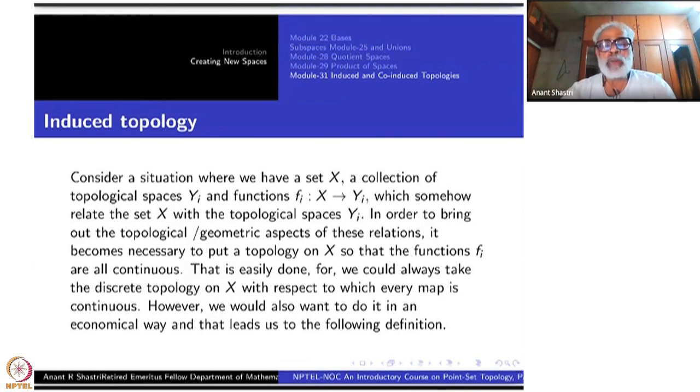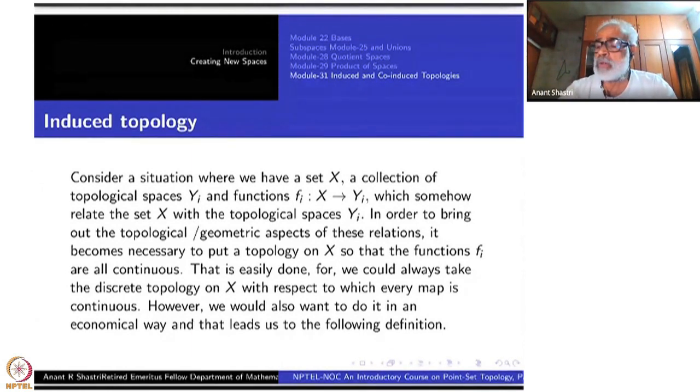So in order to bring out the topological, geometrical aspect of these relations, it becomes necessary to put a topology on X so that the functions Fi are first of all continuous functions. You can say that it can be easily done, because you can always take the discrete topology on X, then all the functions are continuous. So go ahead, you may say. No, sir, that won't do, because the discrete topology is too good in some sense. Therefore, it's useless also. Because no matter what Yi is, what kind of topological space they are, and what Fi's are, the discrete topology is going to guarantee that all these things are continuous. So it does not relate what is happening in Yi at all.